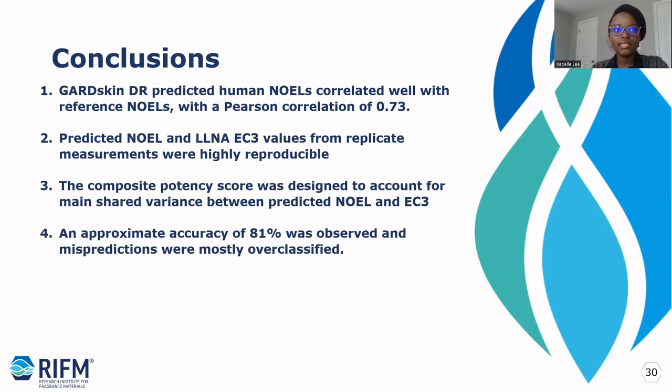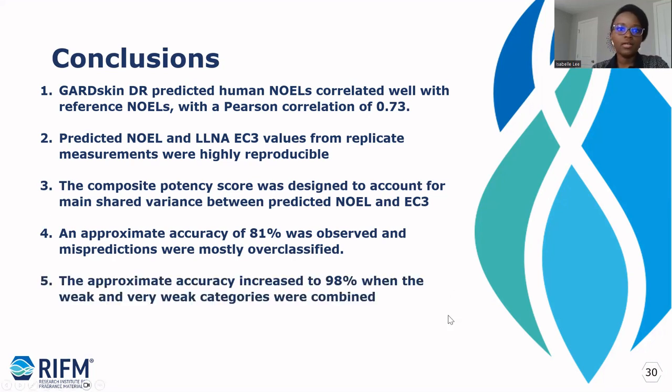And actually what I didn't say was that whenever we had mispredictions, they were mostly over-classified. Another observation we made was that when the weak and very weak ranges were combined, that the approximate accuracy increased to 98%.